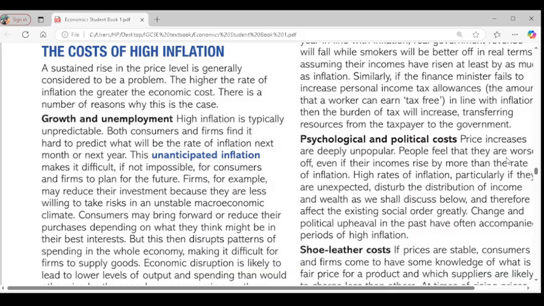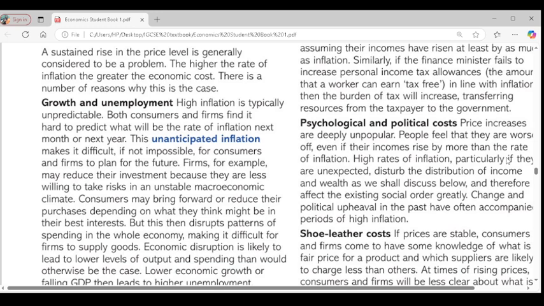I wrote, high inflation is hard to predict, which means both firms and consumers may have difficulty in terms of investing and spending, which means low level of output and spending. This will lead to falling GDP, which in turn may lead to higher unemployment. Because there's inflation, both firms and consumers won't be able to predict what happens in the future. They don't know what happens about price tomorrow after tomorrow.